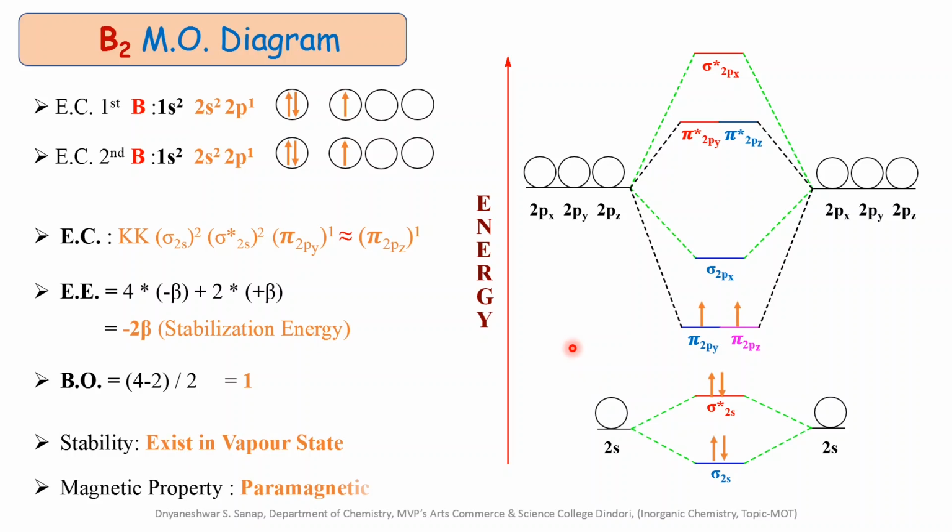The next point is magnetic property. Basically, magnetic property depends on the number of unpaired electrons in the molecular orbital energy level diagram. In the bonding molecular orbitals, there are 2 electrons which are unpaired in nature in the pi 2py and pi 2pz bonding molecular orbitals. That's why this molecule is paramagnetic in nature.